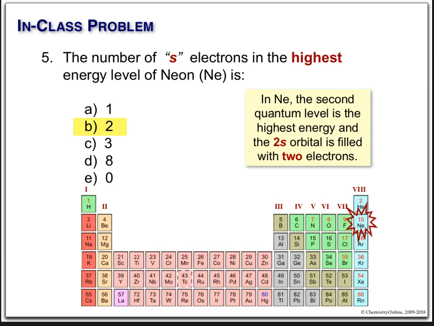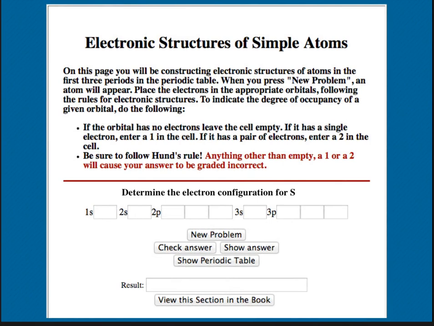All right, this takes a little bit of practice to do, and so we have a tutorial. We just did sulfur. Let's do sulfur again and see how we enter it into the tutorial. This is basically a table, and you will put a 1 or a 2 in a cell, and that's it. You don't put zeros, you don't put 6, you put 1 or 2.